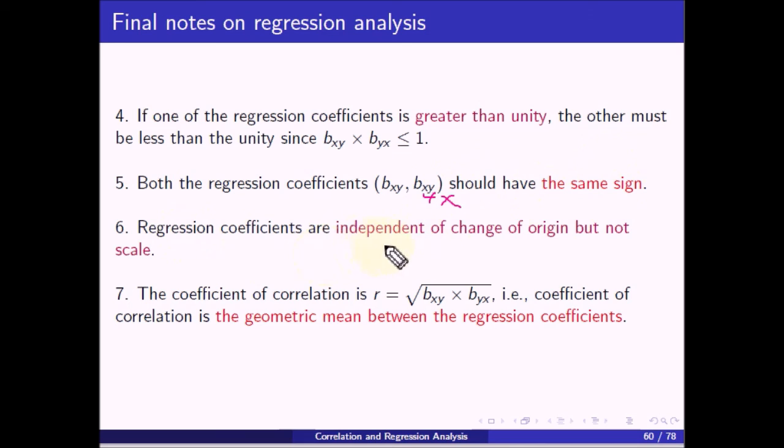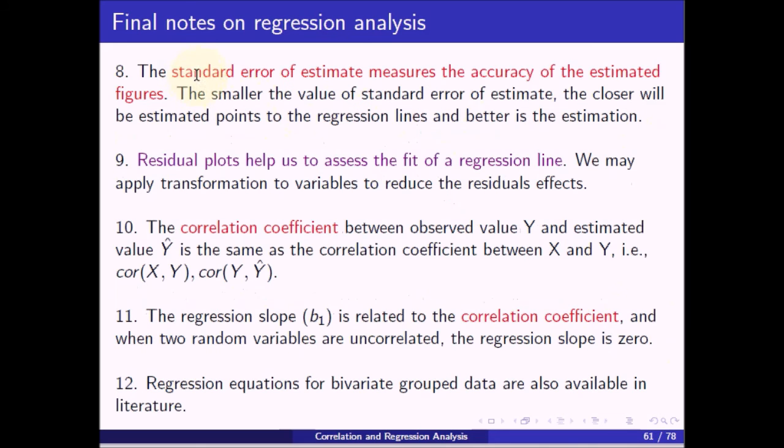Regression coefficients are independent of change of origin but not of scale. The coefficient of correlation is r equal to the square root of bxy times byx. That is, the coefficient of correlation is the geometric mean of the regression coefficients. The standard error of estimate measures the accuracy of the estimated figures. The smaller the value of the standard error of estimate, the closer will be the estimated points to the regression line, and the better is the estimation.